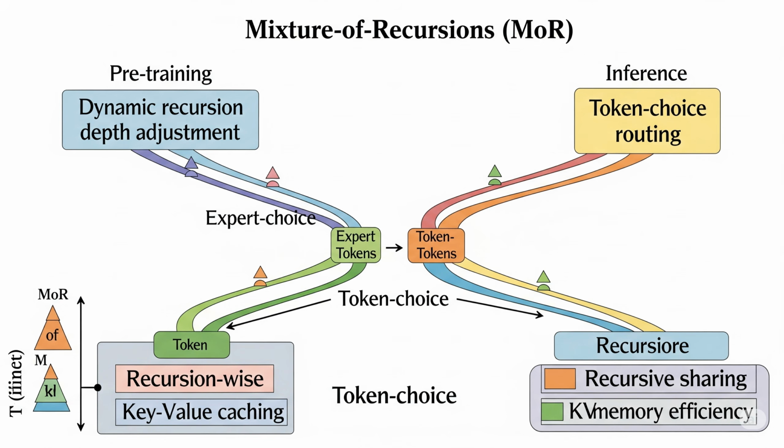Okay. The first is expert choice routing. Expert choice. Yeah, imagine each recursion depth, like recursion step 1, step 2, step 3. Right. Imagine each one is an expert. That expert gets to choose its preferred top K tokens, say the top 10% or 20% of tokens it thinks need more processing to continue to the next step. So the expert picks the token. Right. The big advantage here is it guarantees a static compute budget. You know exactly how many tokens go to the next step, and it gives you perfect load balancing across your hardware by design. Makes sense.